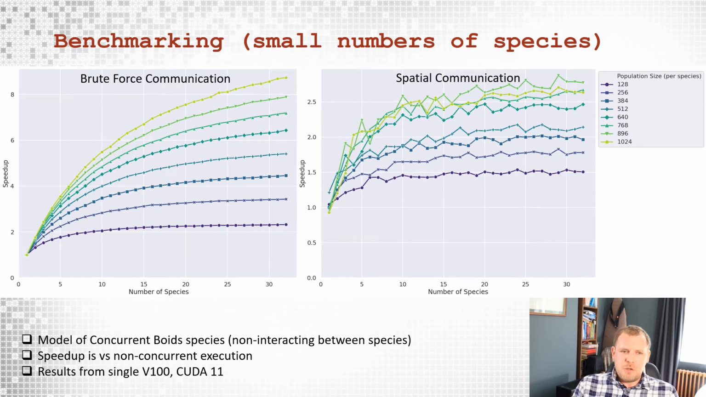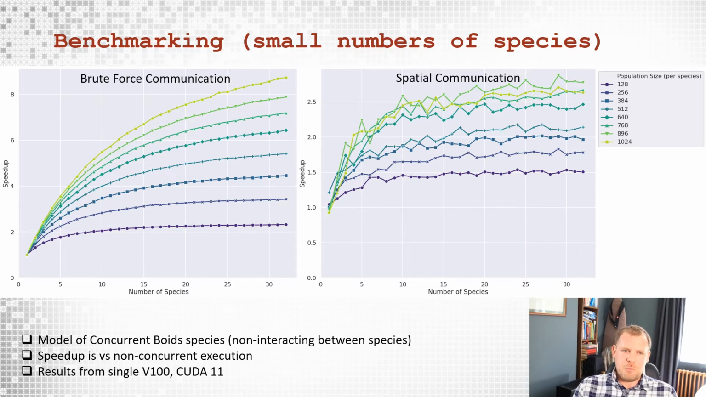In order to benchmark and understand this, we've implemented a species version of the Boids model. The Boids model is essentially just a simple flocking model. Within this benchmark, there's no interaction between species. Species are individual and respond only to their own species. But we can procedurally increase the number of species to understand what the impact is on performance.